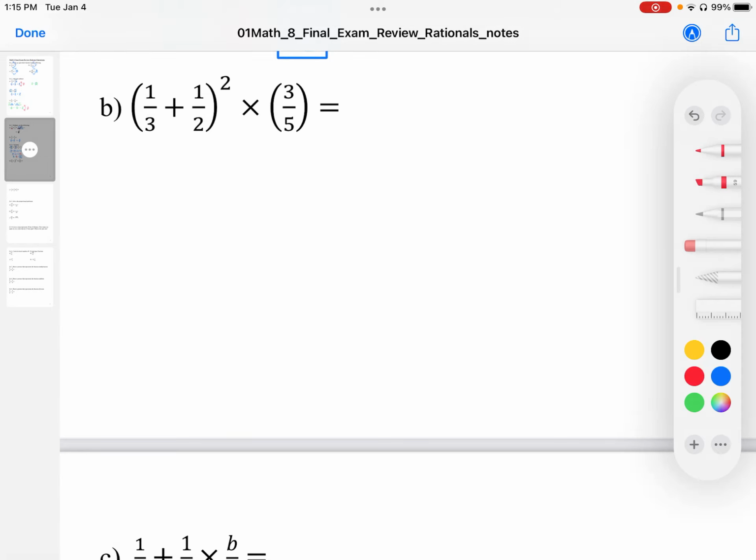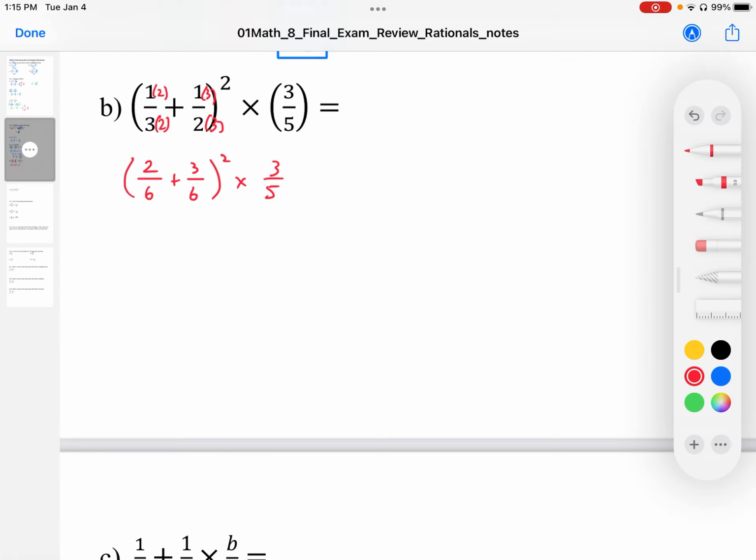So again, in this question, we're going to do BEDMAS. To do that, we're going to do the brackets first, which means we need a common denominator to add. So I'm going to do it times 2 on top and times 2 on bottom to get the common denominator 6. I'm going to do it times 3 on bottom, times 3 on top, again to get the common denominator of 6. So I get 2 over 6 plus 3 over 6. That's all squared times 3 over 5.